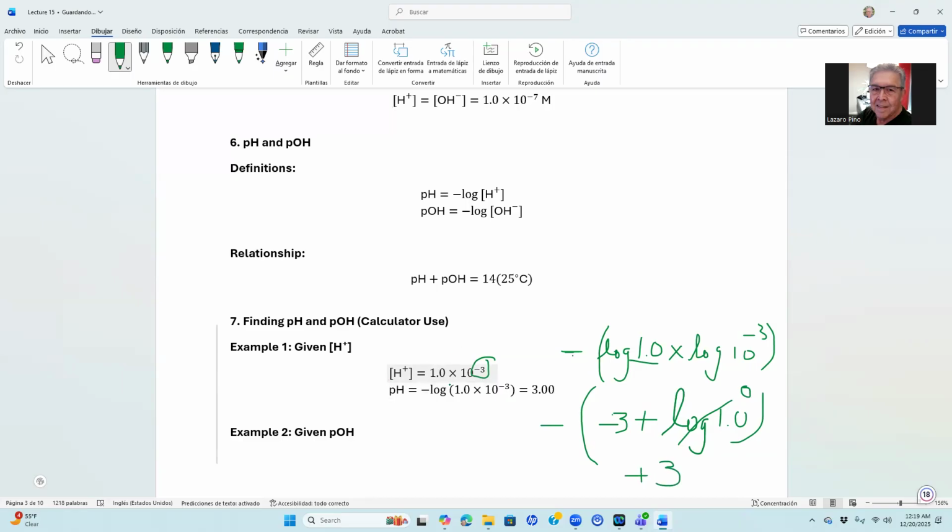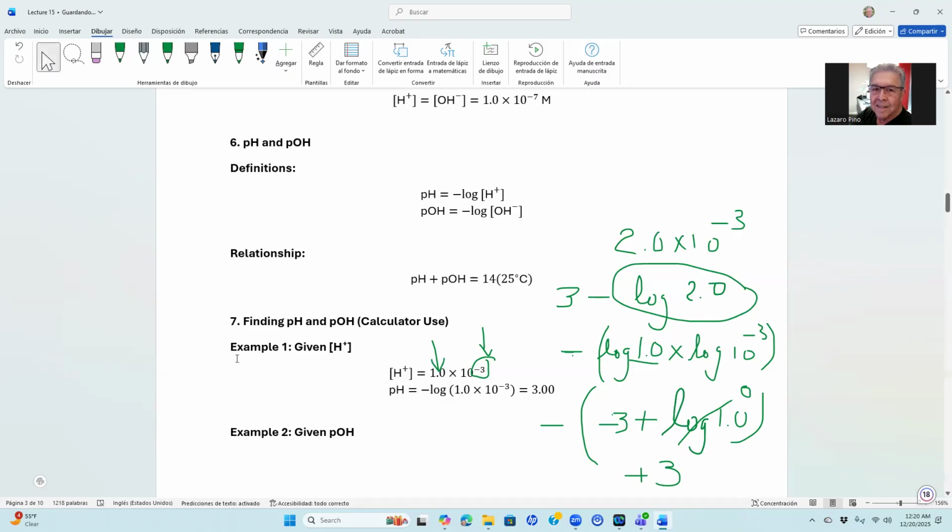Then, as you can see, when you have 1 here, the pH is this number, but positive. If not, you have to calculate. For example, if it is 2.0 times 10 to negative 3, you say that it will be 3 minus log of 2. You go to the calculator, you can find the log of 2, and then you subtract this result from 3. And this will be the pH.